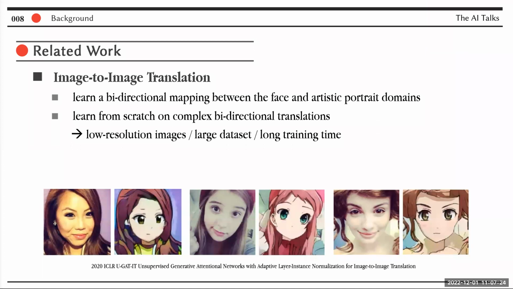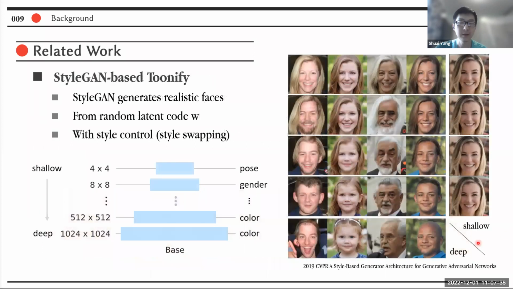The image-to-image translation usually is limited to low-resolution images and requires long training time. Meanwhile, portrait style transfer can be more efficiently realized by transfer learning on StyleGAN, which is called Toonify.